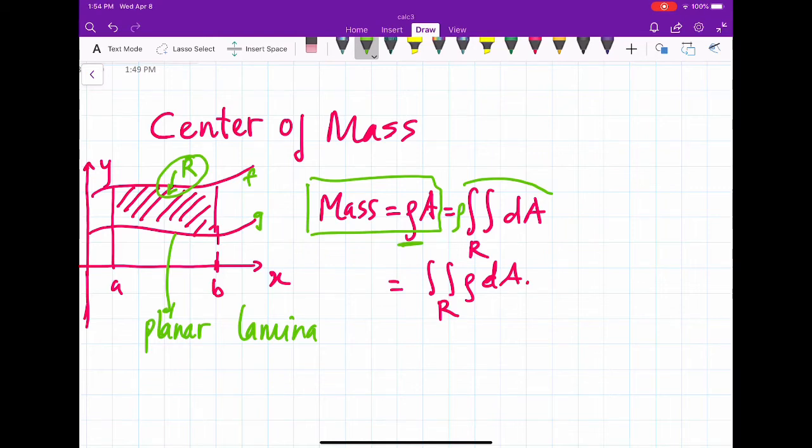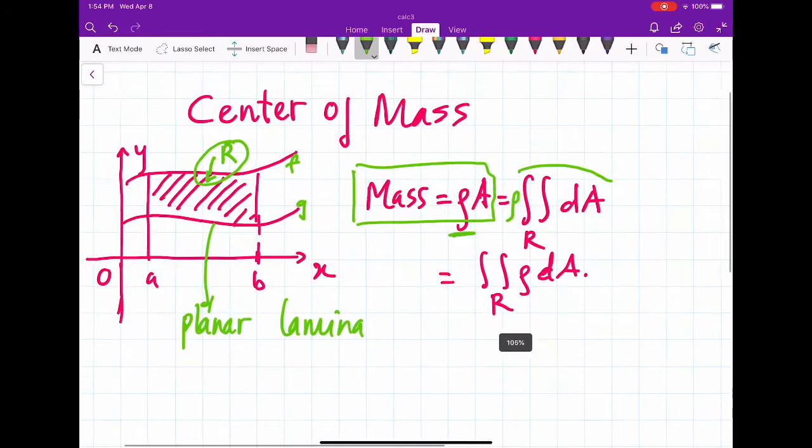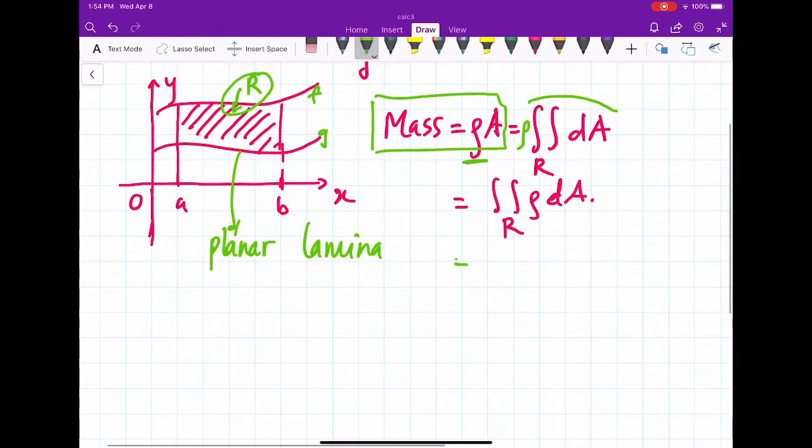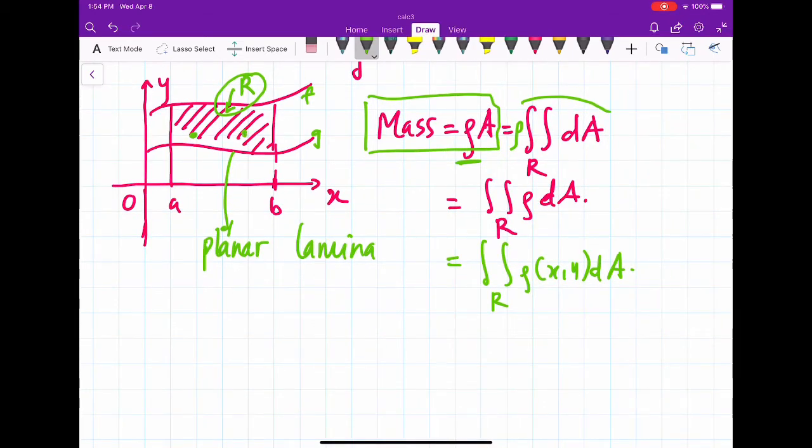And if you bring rho into the integral, the mass is just the double integral on R of the density function. In case the density function depends on the coordinates of a point, that is the double integral over R of rho(x, y) dA. Makes sense? That means your lamina is not uniform, the density depends on the coordinates. It means at this point maybe you have a density different from the one right here.